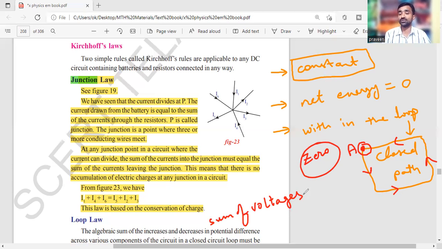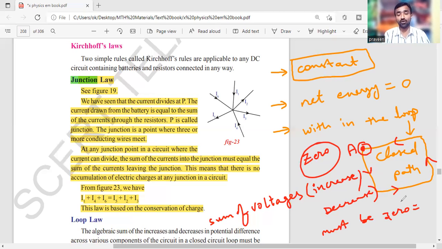Sum of voltages that may appear to increase or decrease. The sum of the increased and decreased voltages must be zero. Must be zero. This is what is called the loop law.